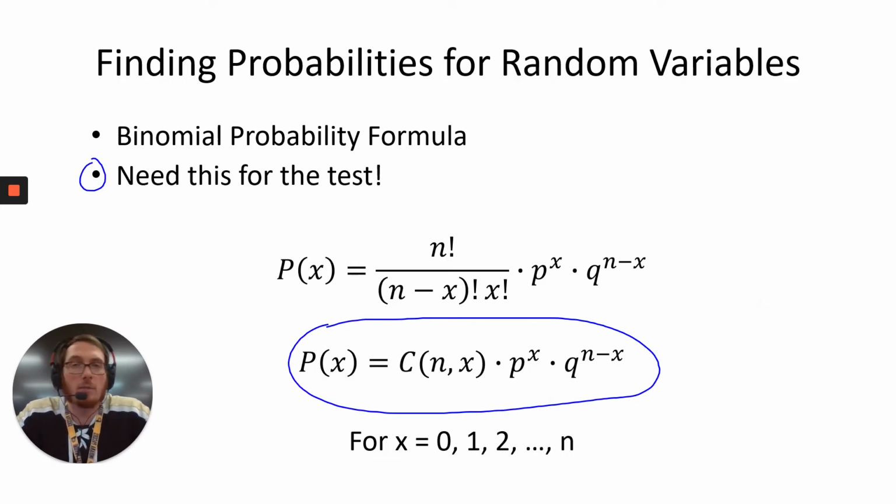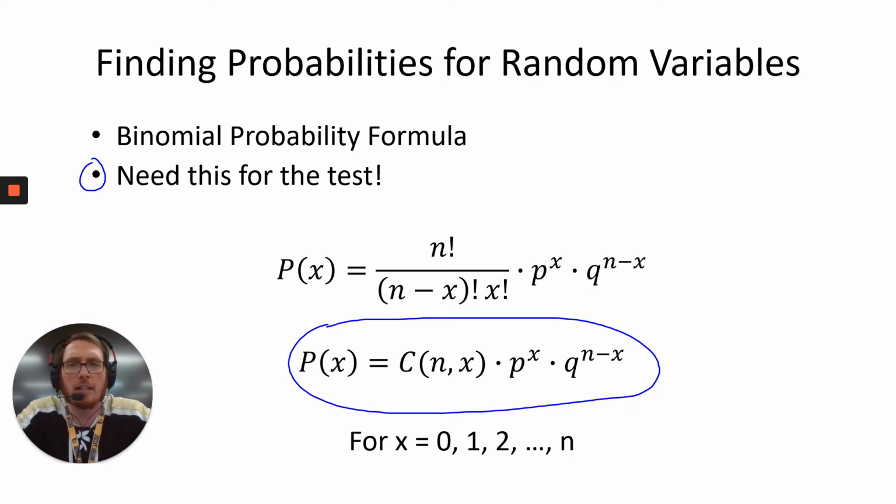Okay, there are 3 basic ways you're going to be able to find probabilities for these random variables for binomial distributions. The first is a formula, the binomial distribution formula. This is the one you need to understand for the test. You're going to have to be able to show this, explain it, and write it out.